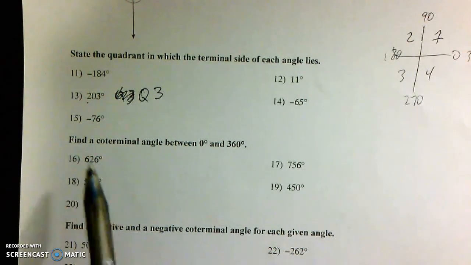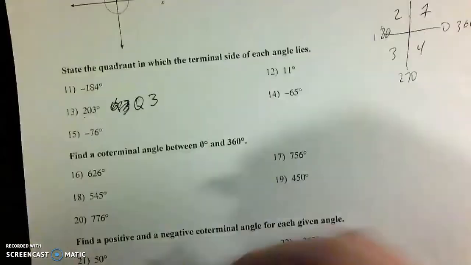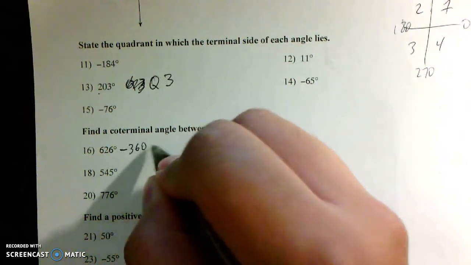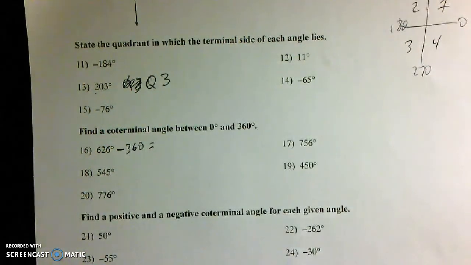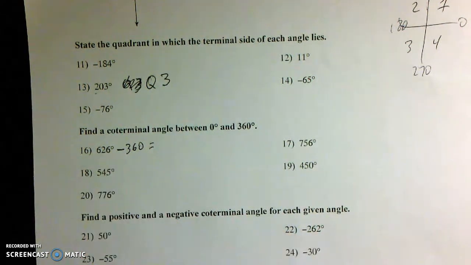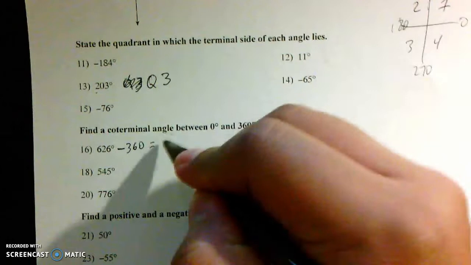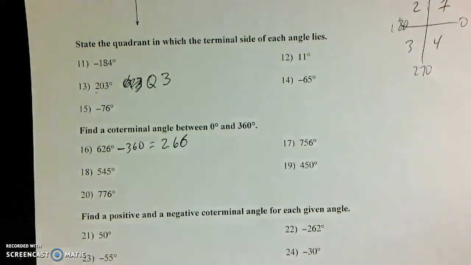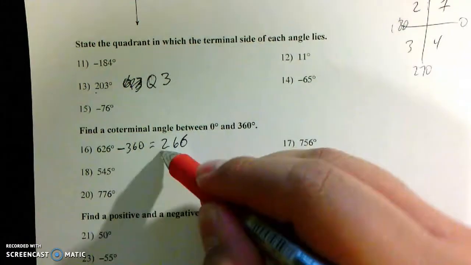So this one's way too big, right? So, for example, since it's such a big positive and you want it to be between 0 and 360, just subtract 360 until you get between 0 and 360. So if we subtract 360 from 626, that's going to give us 266, which is between 0 to 360. So that's good. That's what we're looking for.